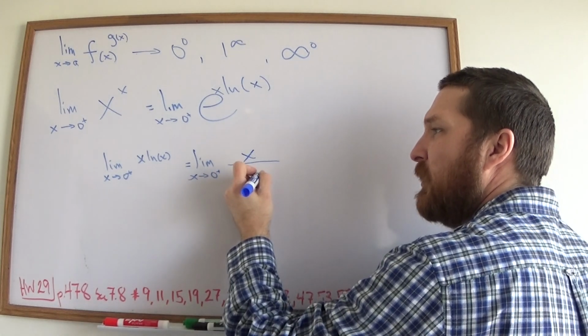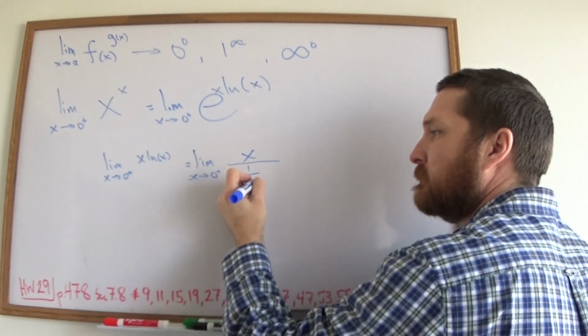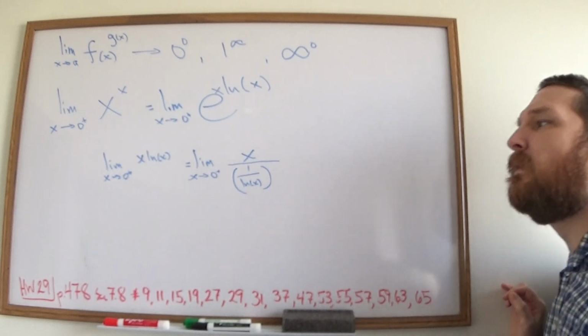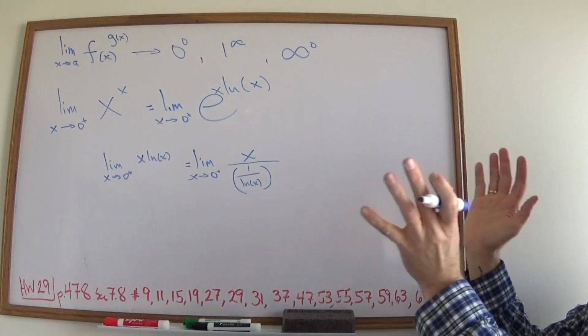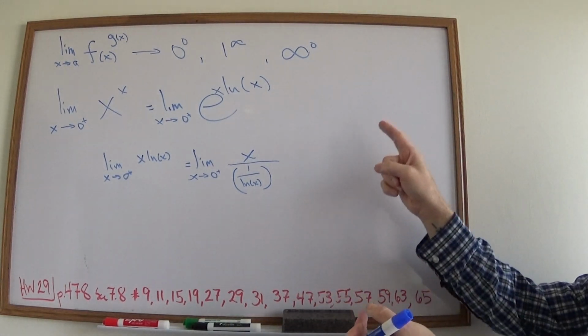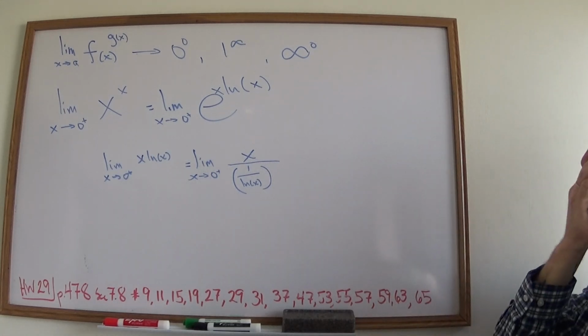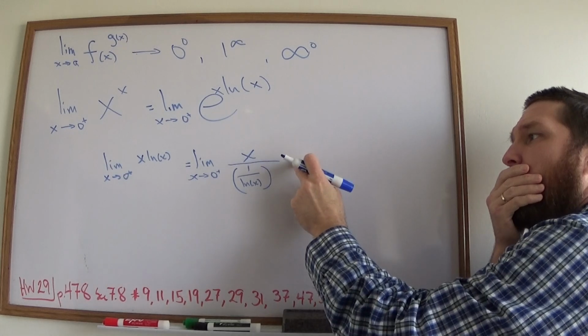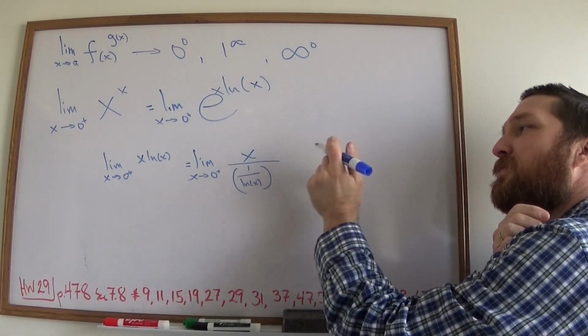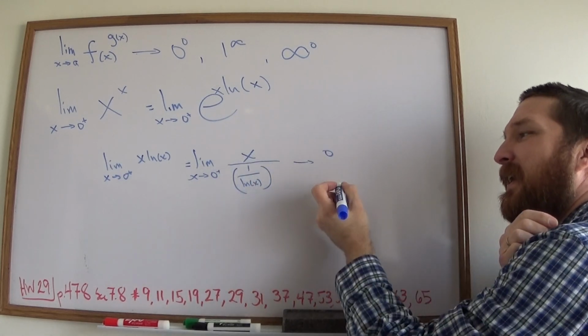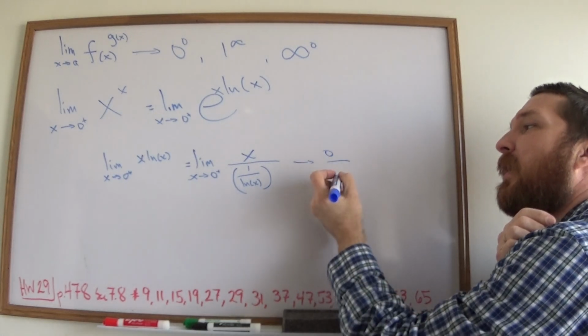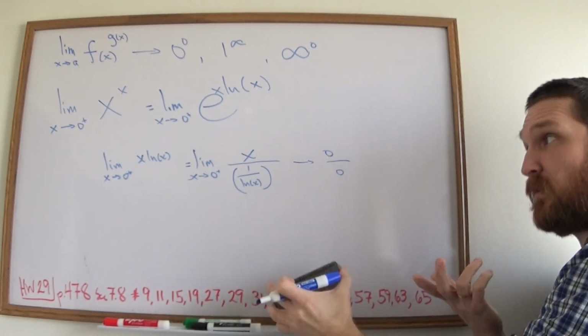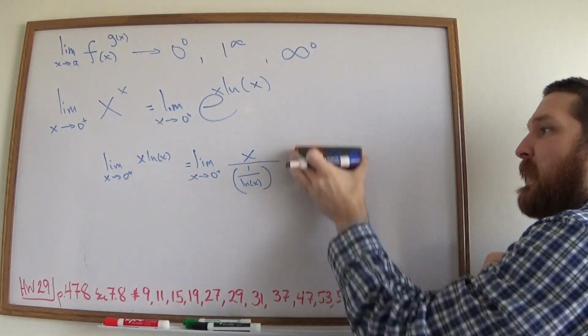I'm going to write 1 over log x. Is that the same thing? Yes, I haven't changed anything, I just wrote it a little differently. Now this goes to what over what? 1 over negative infinity is 0, and x goes to 0. So it's 0 over 0. Okay, so can we use L'Hopital's rule? Yes.